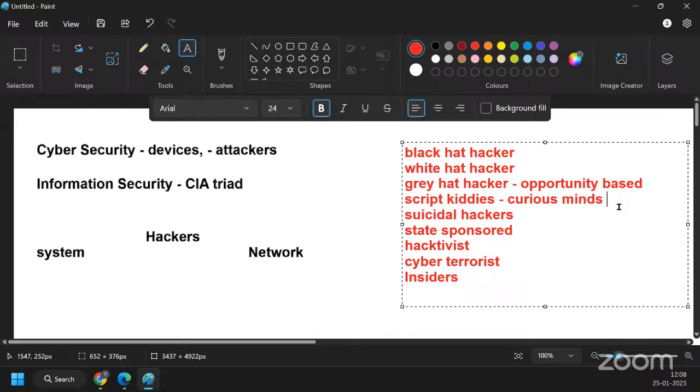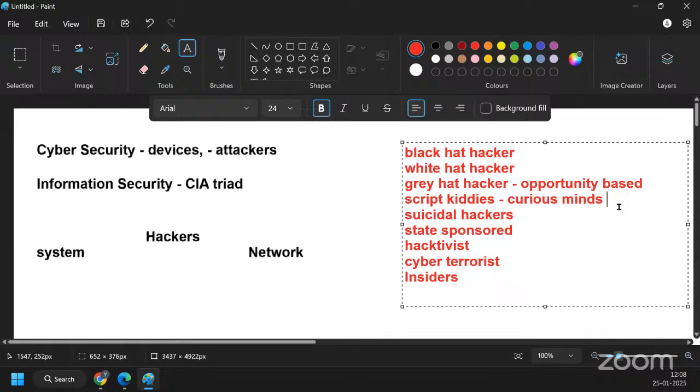Then after it, we have the suicidal hackers. So the suicidal hackers perform the hack knowing the legal obligations. They know that if they perform the hack, they will be put behind bars, but they still perform the hack, right? We can say they are emotionally convinced that they are not going to worry about getting caught.